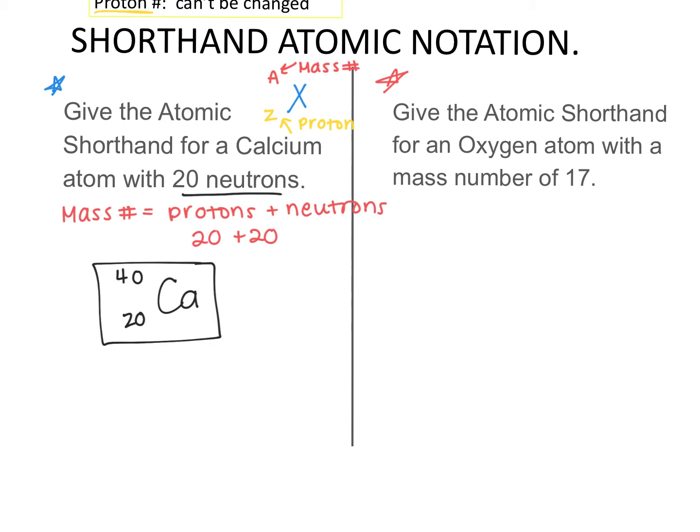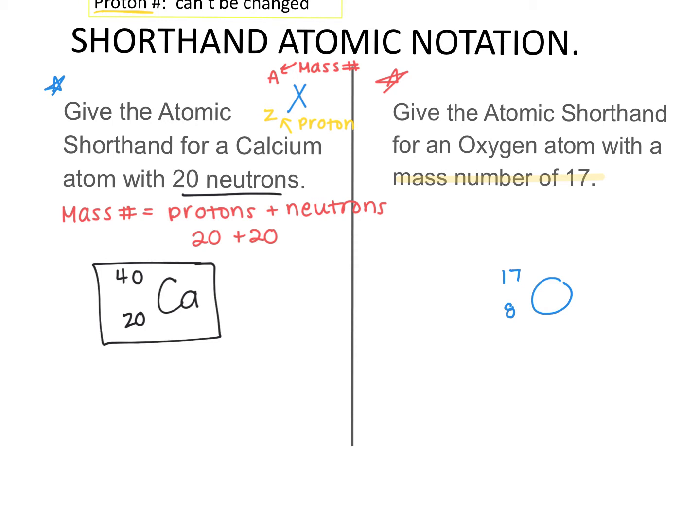My first step is I look at my periodic table, and I'm going to determine what my element shorthand for oxygen is. In this case, it is O. I look at my atomic number for oxygen, meaning it is 8, so I put that in my lower corner. Notice I give you the mass number, okay? So you do not need to do any math for this part. All you need to do is write the number 17.